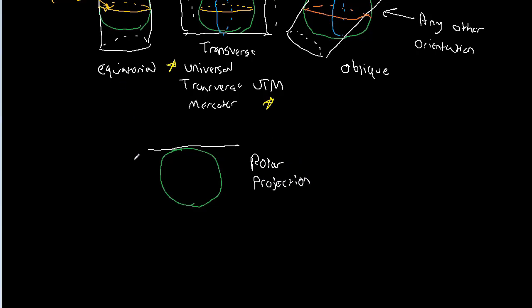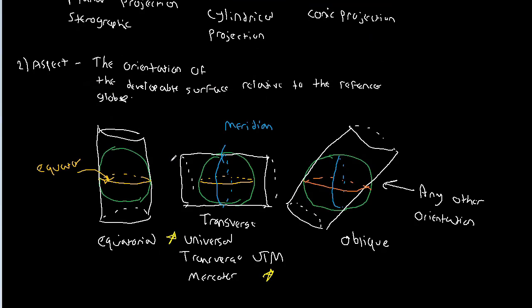Typically, you're going to see one of these four terminologies being used. It's either focusing on the equator, it's focusing on a meridian in the transverse case, it's focusing anywhere else in the oblique case, or it's focusing on the pole in the polar case. And again, the idea here is called aspect: that we can change the orientation of the developable surface relative to the reference globe to be able to highlight, again, the relationship between the projection source, the reference globe, and the developable surface.